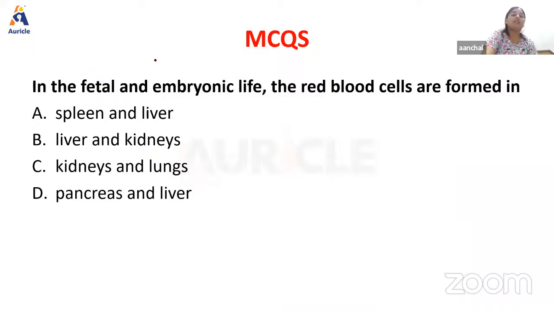Okay, now we have an MCQ and all the students will have 10 seconds to answer it: in fetal embryonic life, the RBC cells are formed in. The first option is spleen and liver, then liver and kidney, kidney and lungs, and pancreas and liver. So I know all the students know the answer, that we have already discussed, right?